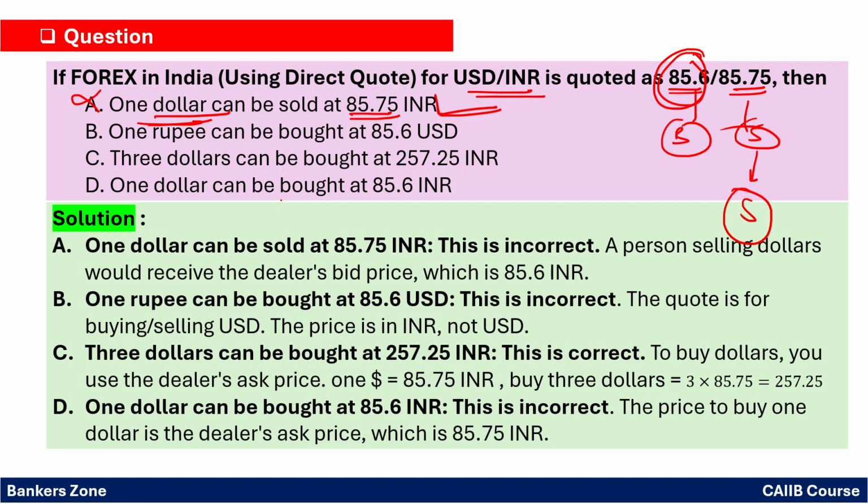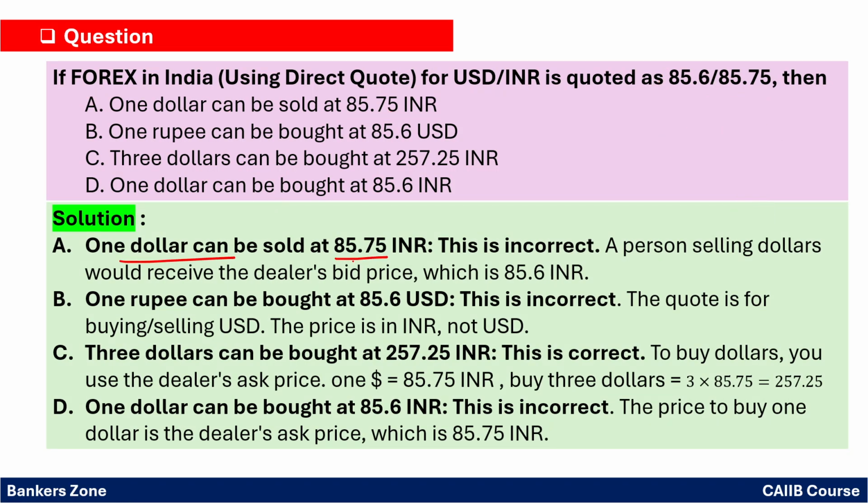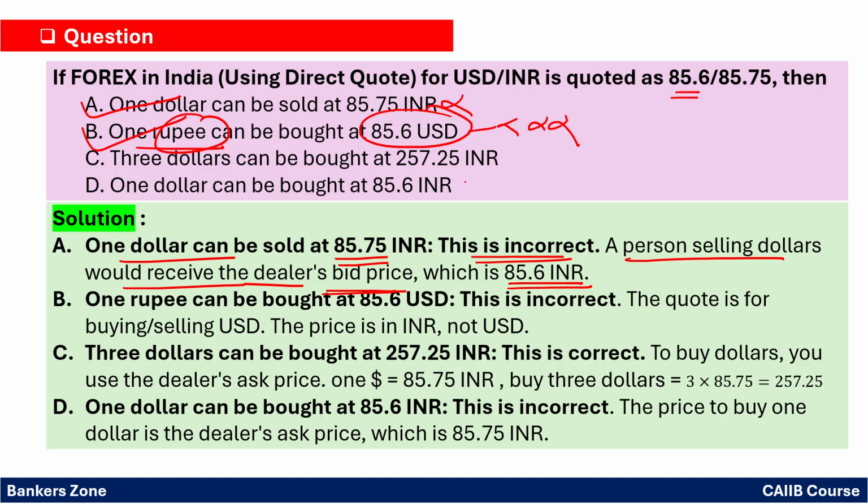So see, through the example solution, you will get an idea. $1 can be sold at 85.75. So this is incorrect. Why? Because a person selling a dollar receives the dealer's bid price, that is the buying price, which is 85.6. See, you want to sell at a high price, but the person on the opposite side must be able to pay. So his paying capacity is 85.6. So $1 cannot be sold at 85.6. It can be sold at the price which the opposite party is able to buy. 1 rupee can be bought at 85.6. So it is wrong. It is mentioned wrong itself. So how can you purchase a rupee at $85.6? So it is just stated reversely here.